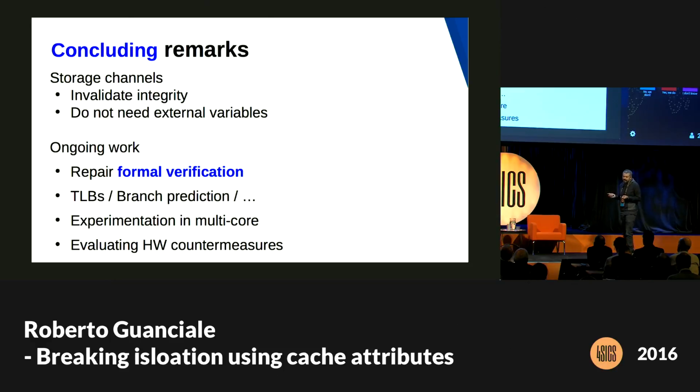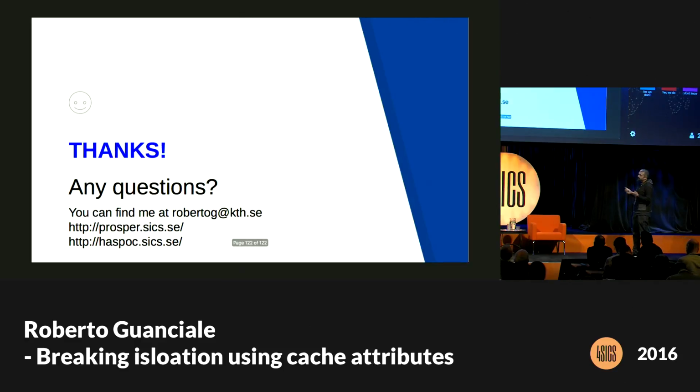In ongoing work, we are repairing the formal verification. We want a technique that allows us to take this into account, and this is something we are working on. There are a lot of other things in a CPU that can affect the behavior of a system, like the TLB, branch prediction, and similar. So we are also investigating how all these other features of the CPU can affect the formal verification. Thank you for your attention, and that's all.